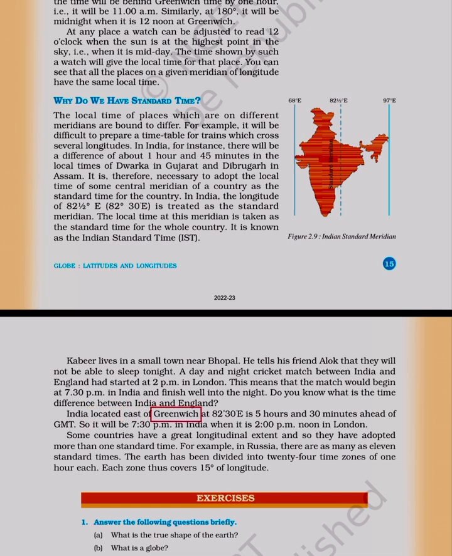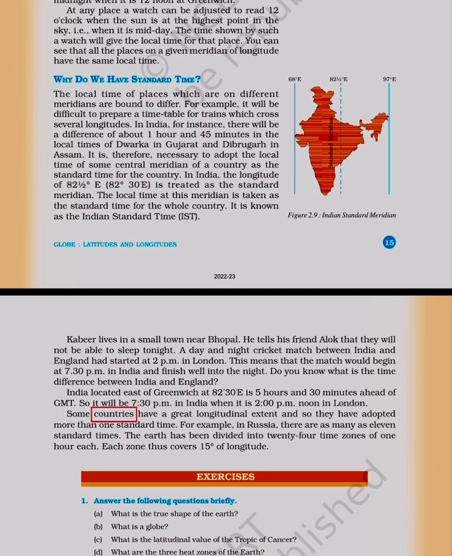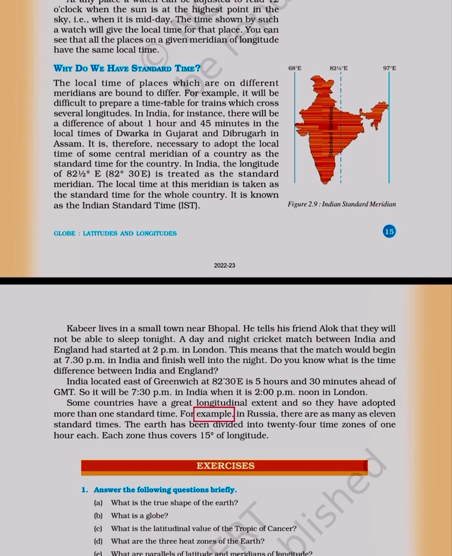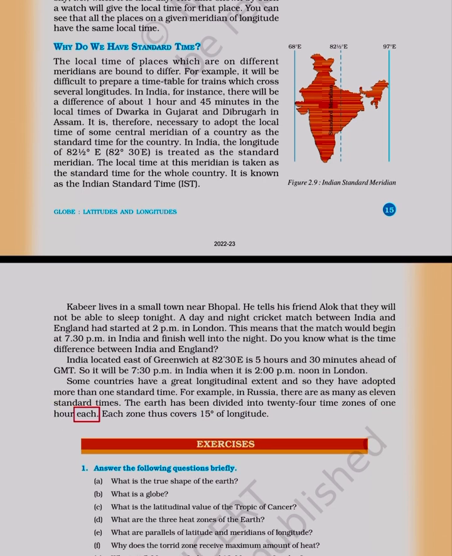India, located east of Greenwich at 82 degrees 30 minutes E, is 5 hours and 30 minutes ahead of GMT, so it will be 7:30 p.m. in India when it is 2 p.m. in London. Some countries have a great longitudinal extent and so they have adopted more than one standard time. For example, in Russia, there are as many as 11 standard times. The Earth has been divided into 24 time zones of 1 hour each. Each zone thus covers 15 degrees of longitude.